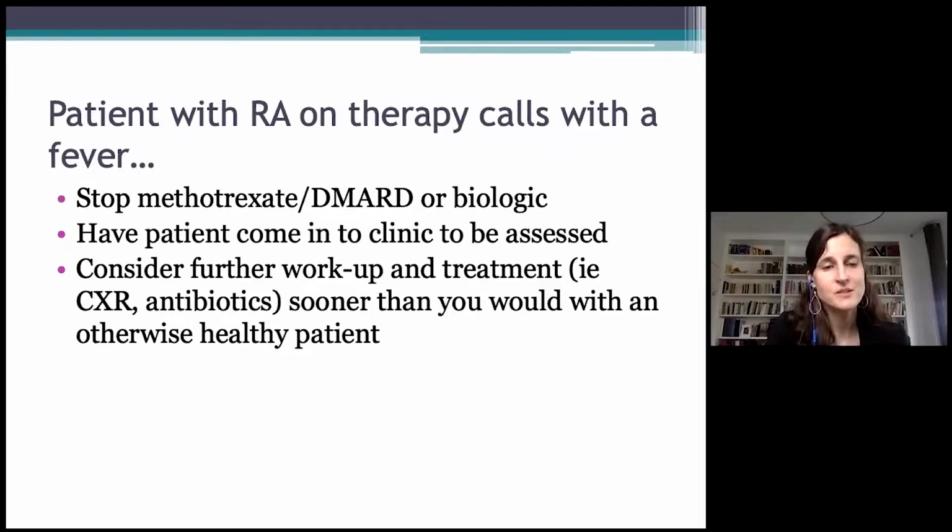We do ask you to have the patient come into the clinic to be assessed, and we would consider further workup and treatment, such as chest x-ray or antibiotics, sooner than you would with an otherwise healthy patient, just because these patients are at increased risk. And again, in the era of COVID, we would definitely recommend getting these patients in for testing as soon as possible.